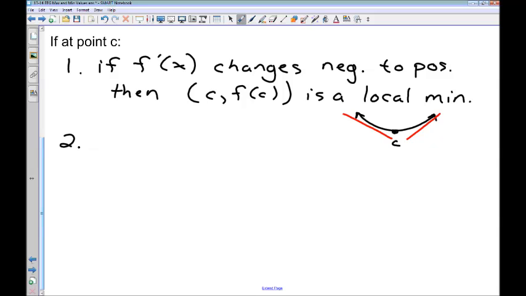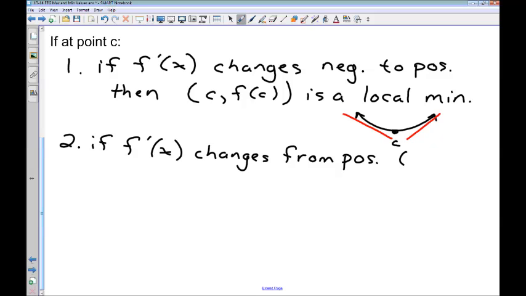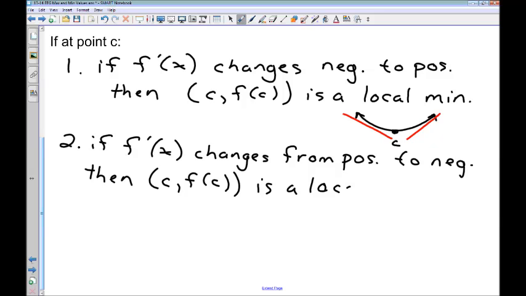Another possibility is that our derivative changes from positive to negative. Well, if it changes from positive to negative, then the first derivative test tells us that this point is a local maximum. And again, if we imagine a local maximum point here at C, on one side of C, the slope of our tangent is going to be positive. On the other side, it's going to have a negative slope. So two possibilities: changes from negative to positive, changes from positive to negative.